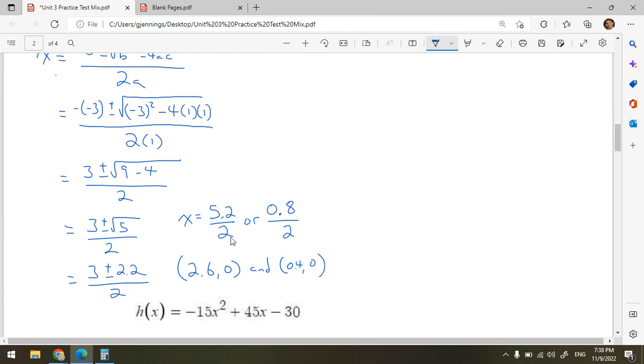Mr. Jennings, where'd those numbers come from? I did the math, okay? 5.2 divided by 2 is 2.6, and 0.8 divided by 2 is 0.4. So this would be the correct final answer.